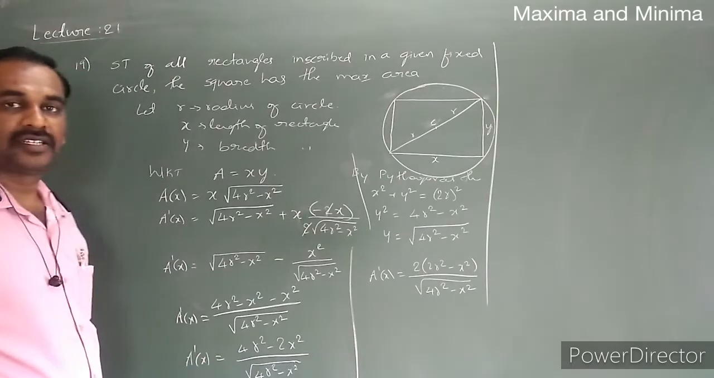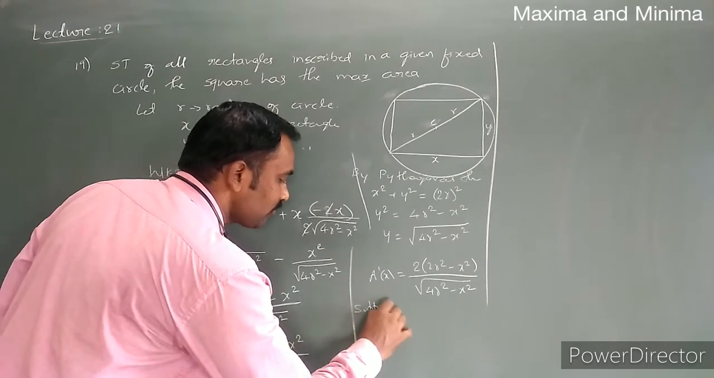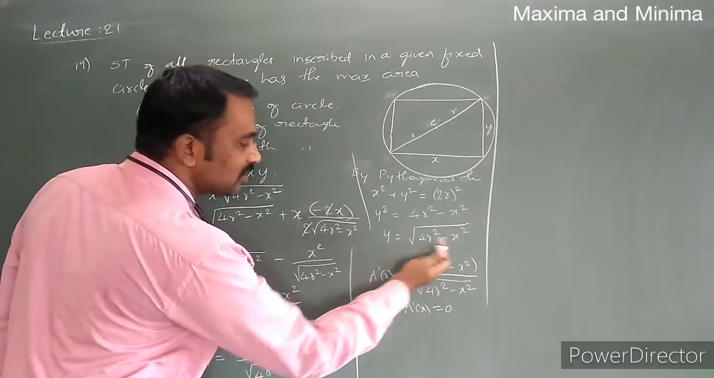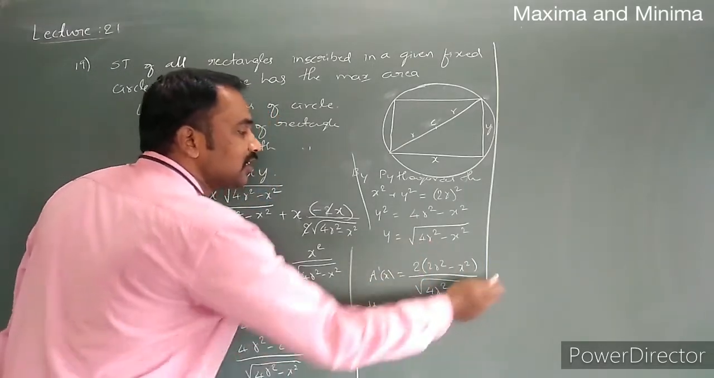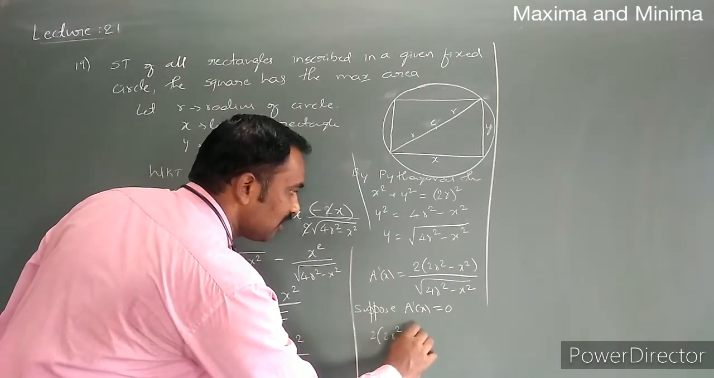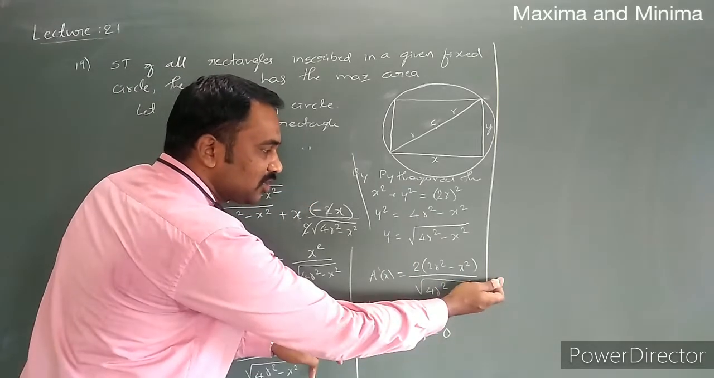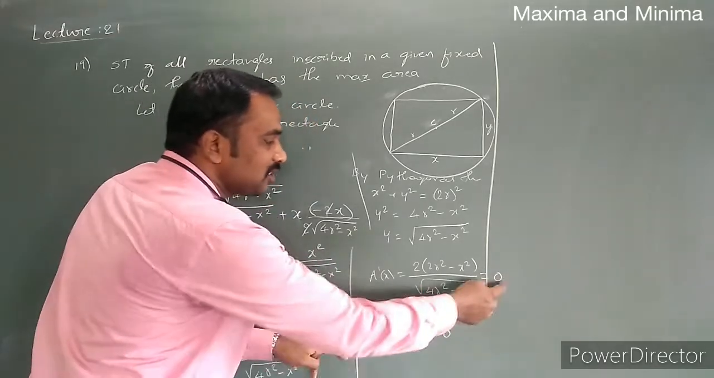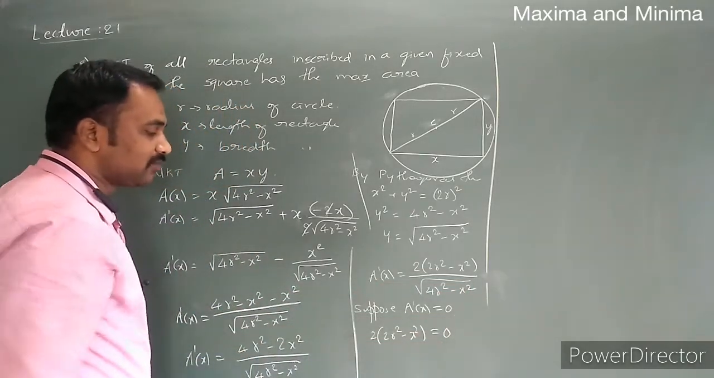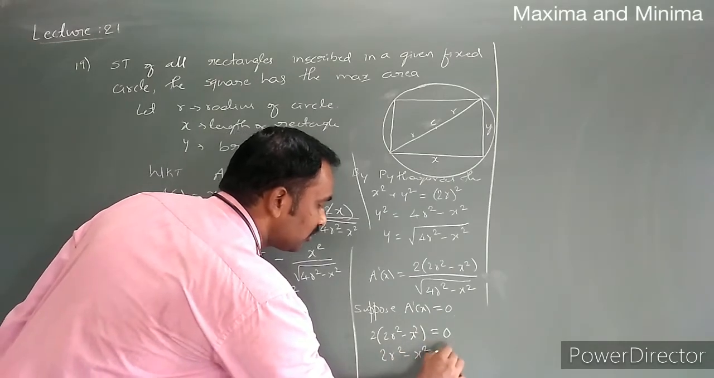Now again differentiating this one, or else here only we can find the critical point. Suppose A dash of x is equal to 0. If A dash of x becomes 0, what happens? This whole term is equal to 0. What is left? 2 into 2r square minus x square is equal to 0. Cross multiply: 0 into that number gets eliminated, then only the numerator value is left. 2 never becomes 0, so 2r square minus x square is equal to 0.